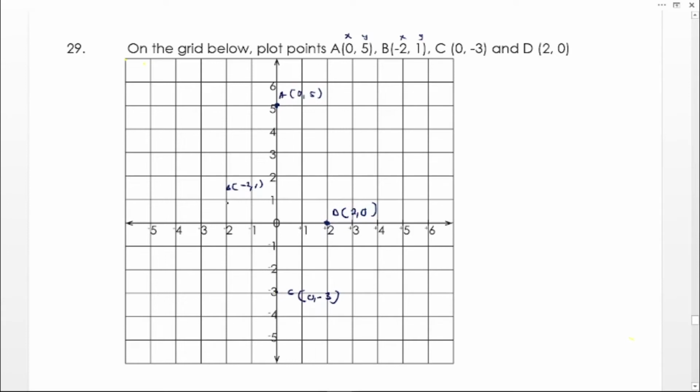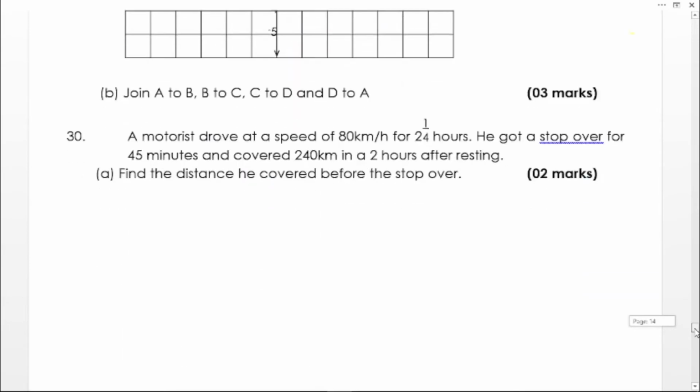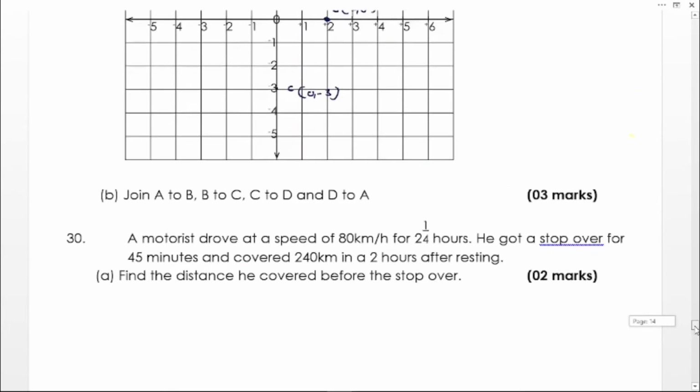-2 and 1. It's here. This is point B, which is -2 and 1. C, which is 0, -3. We are here. So we have plotted them and then they are saying join A to B, B to C.